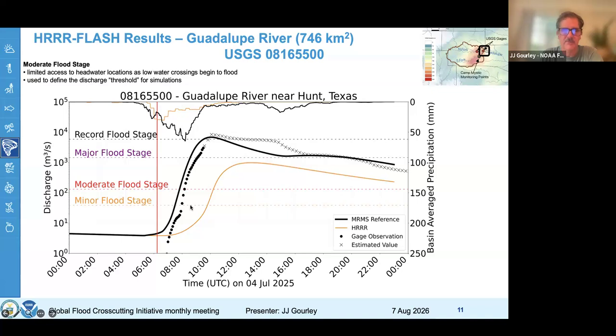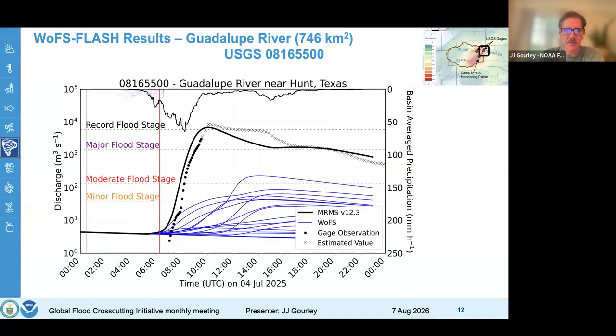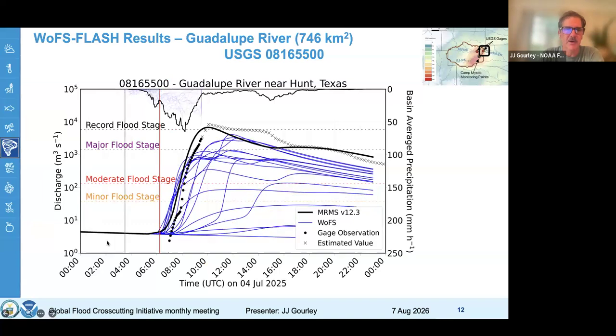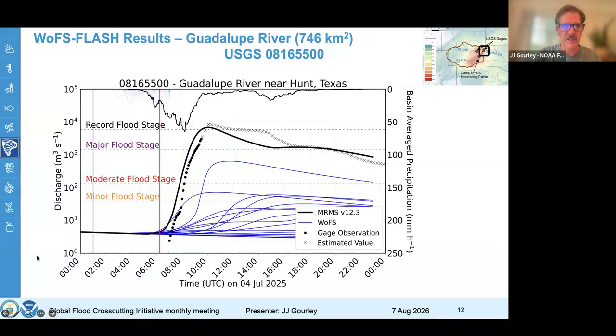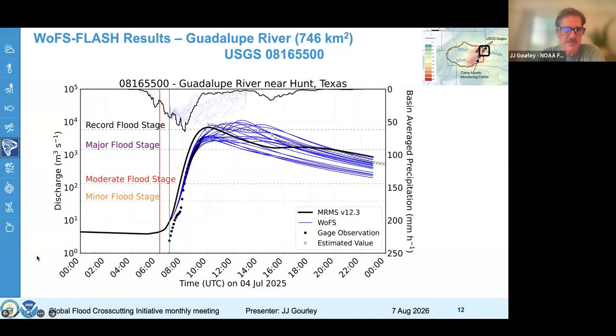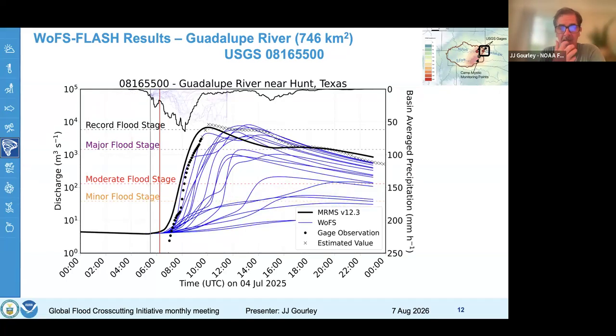And then we look at the Warn-on-Forecast system on this slide. I also wanted to establish that we used a moderate flood stage as a threshold for saying we exceeded something bad, and then we can start counting how many members exceeded the moderate flood stage. I'll give it just a second to build the loop. I'm getting some slowness here on my computer. I'm sure you are as well.